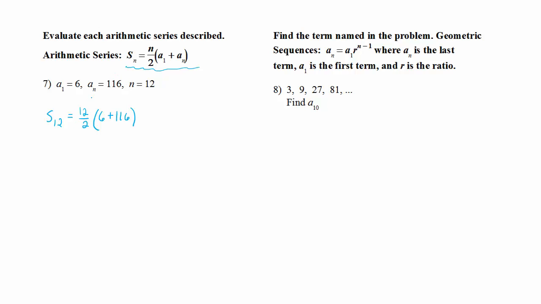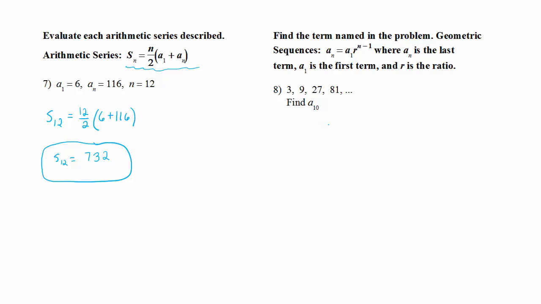And if you were to try to do this without the formula, they didn't give us enough information to know what our common difference is, so that'd be super tricky. Some people, I've noticed, just add all 12 numbers together. Well, we don't know what those 12 numbers are, so we should go ahead and just use this formula. So this is 6 times 6 plus 116, which is 732. So that is our answer for our sum.